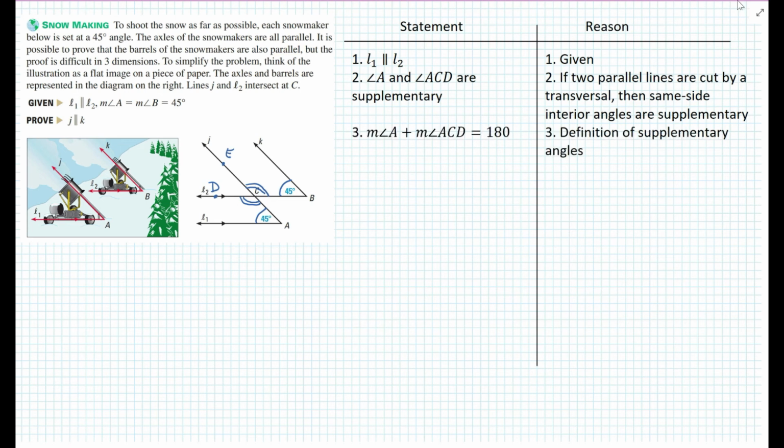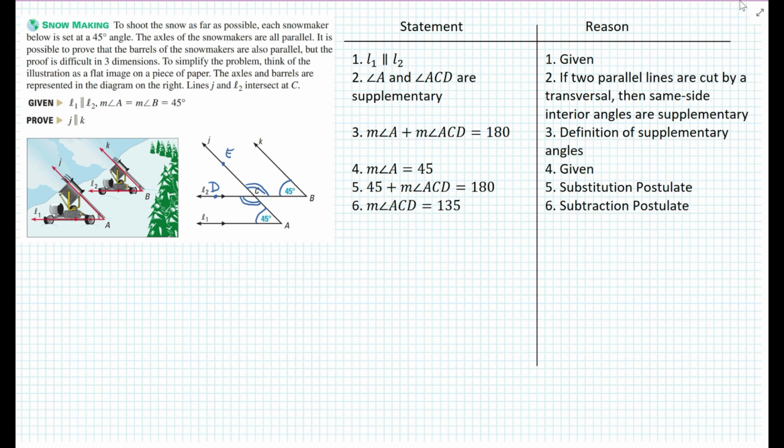We can say that the measure of angle A plus the measure of angle ACD is equal to 180 because of the definition of supplementary angles. But we also know from the given that the measure of angle A is 45 degrees. So we can simply substitute to obtain that 45 plus the measure of angle ACD is equal to 180. So we can now find the measure of angle ACD by subtracting 45 on both sides. So here we obtain the measure of angle ACD to be equal to 135.